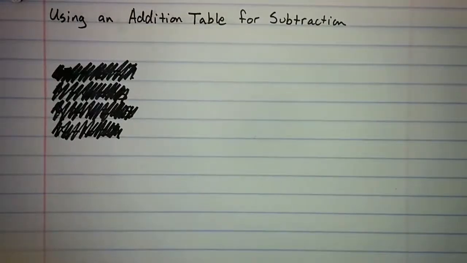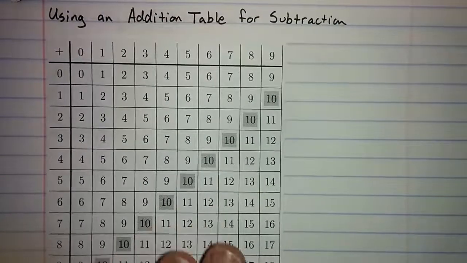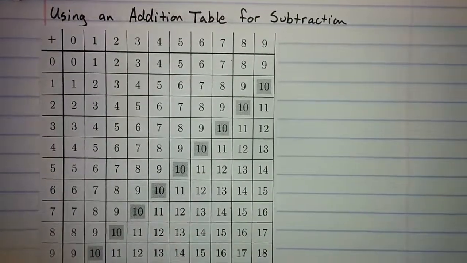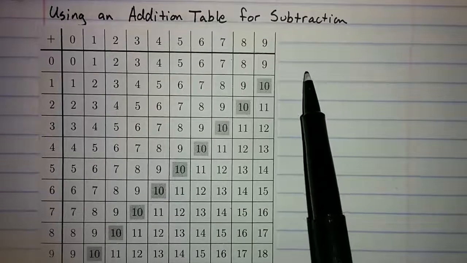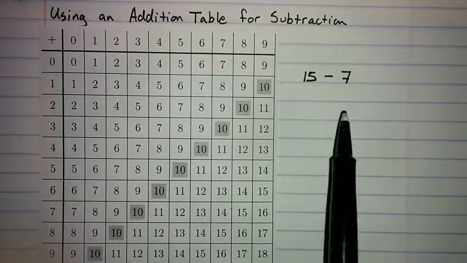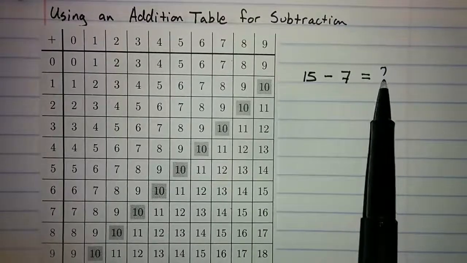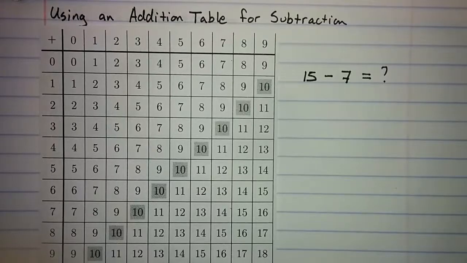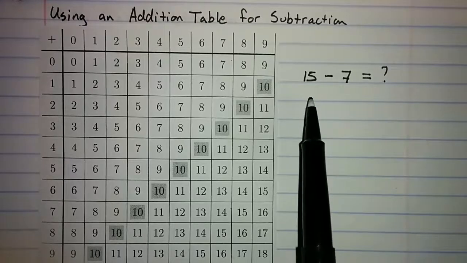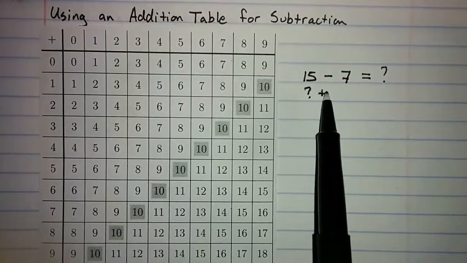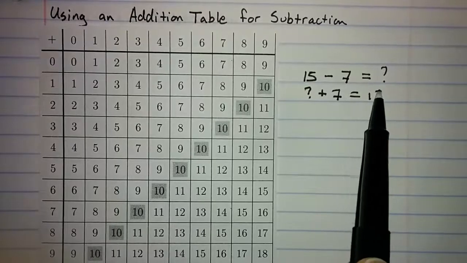Now there's one super useful thing about this relationship between addition and subtraction, and that is that we don't need a special table just for subtraction facts. We can use our addition table to do subtraction. How? Let's say we want to find 15 minus 7. We want to answer the question 15 minus 7 equals what? Now, thinking about the relationship we just saw, this is the same question as what plus 7 equals 15.